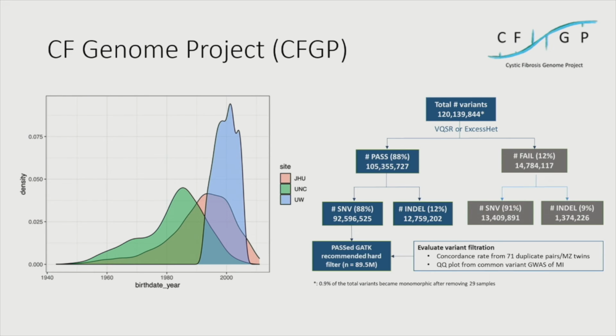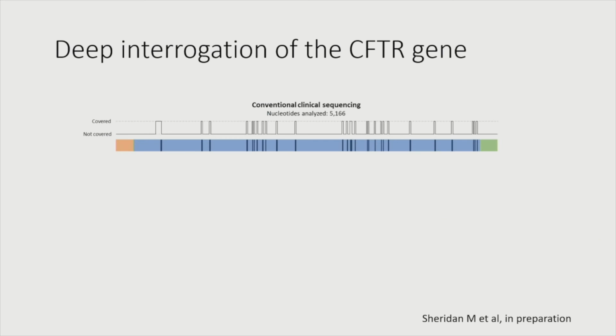Another way of checking that you get the same sequence information, because you expect the MZ twins to be identical, and they were. So let's talk about what kind of information. Again, I'm just skimming really so far what we've done in the time that I have. What have we learned from this?